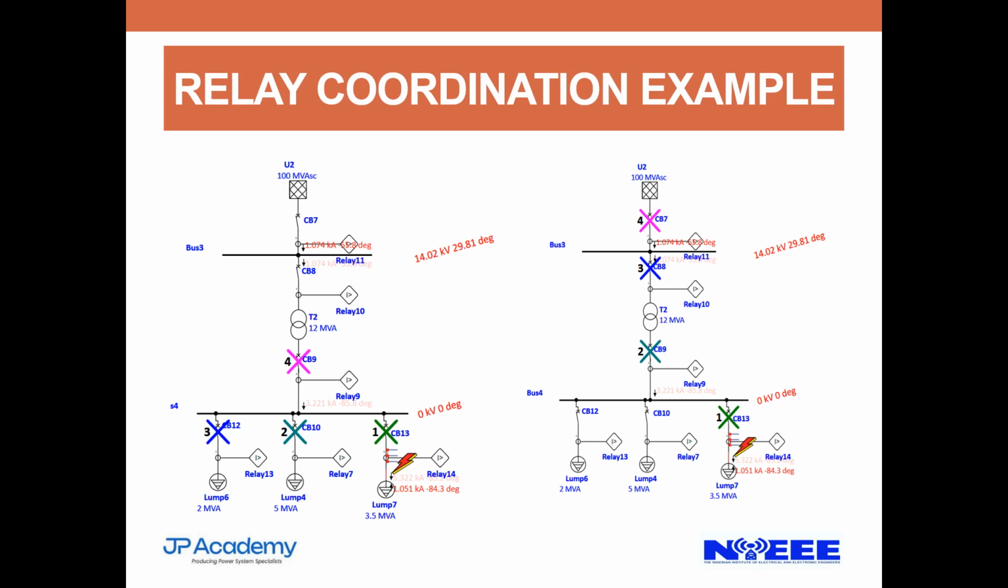Meanwhile, in relay coordination, we expect that the breaker closest to the fault should operate, just to make sure that a fault in a remote area should not affect the other area. That is selectivity. If you look at these two pictures, both of them affect the other area. So at the end of the day, lump load 6, load 5, lump load 7, all of them are down on both pictures.